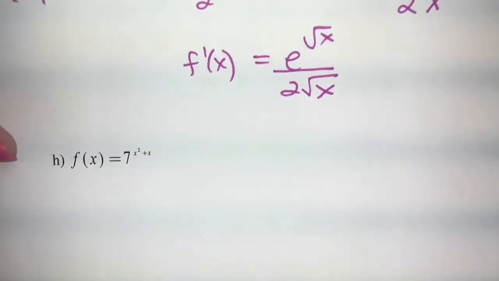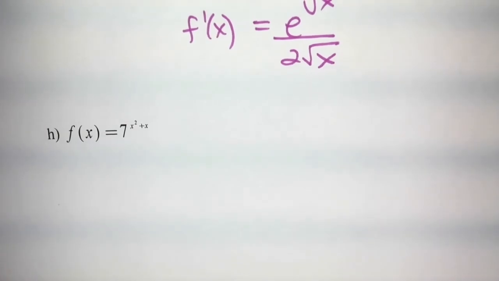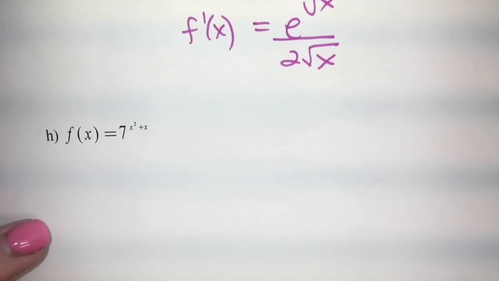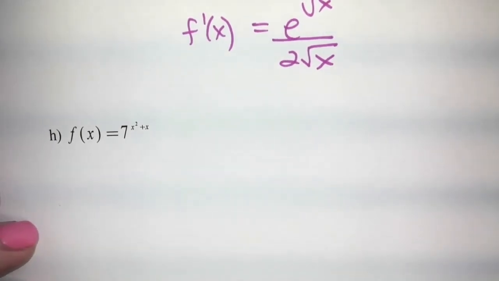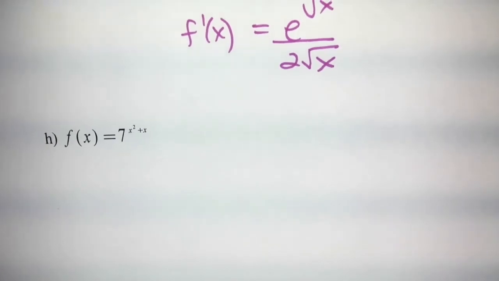Okay, h. So again, hit pause and let's see if you can get the derivative. So we've got f of x is 7 to the anything. So if you think about the derivative of 7 to the x, the derivative of 7 to the x would be 7 to the x ln 7.